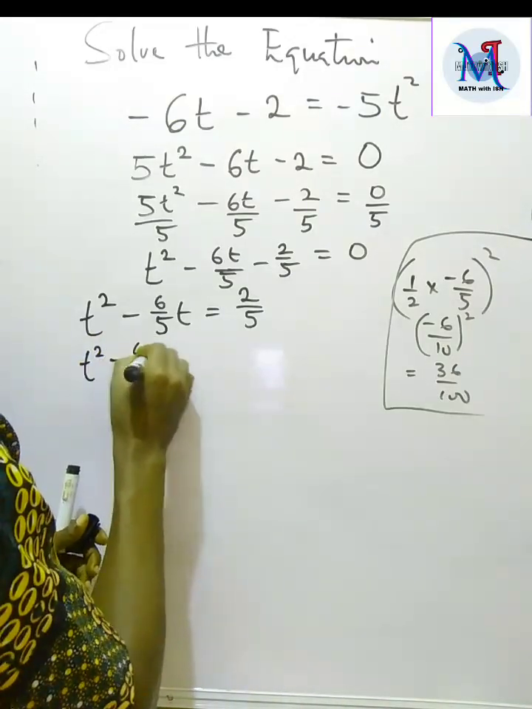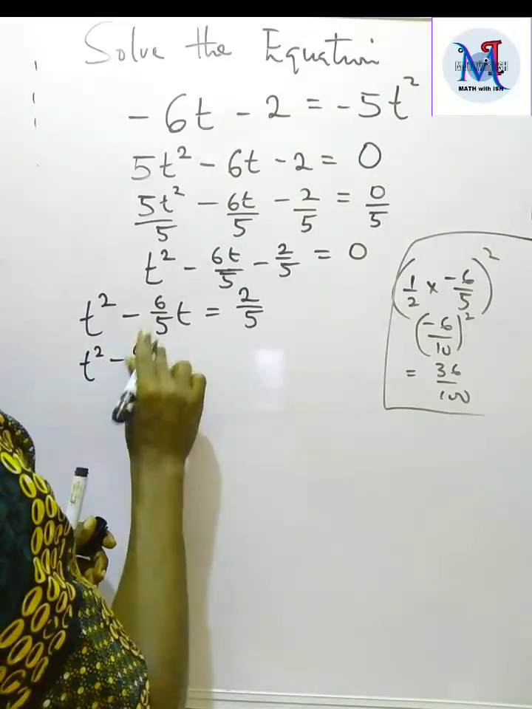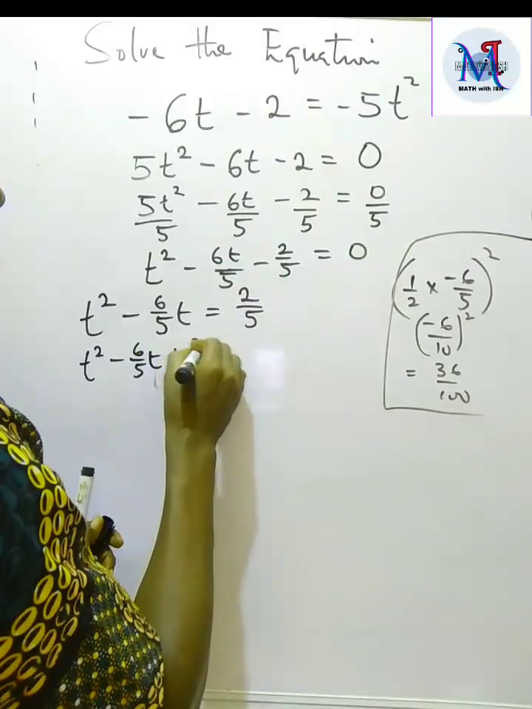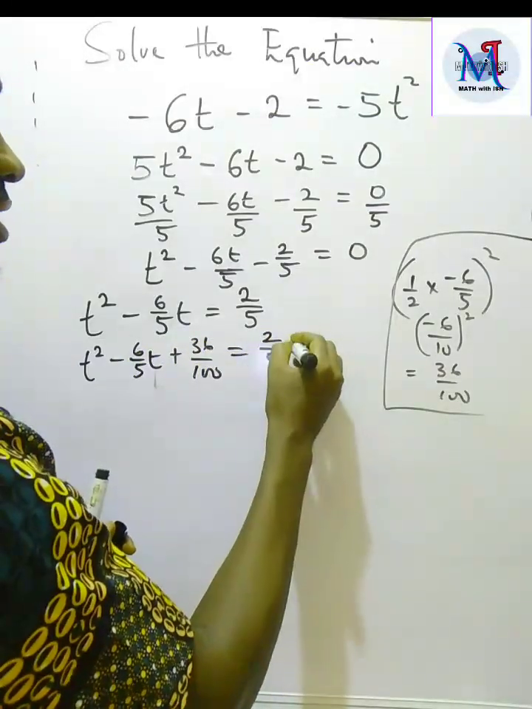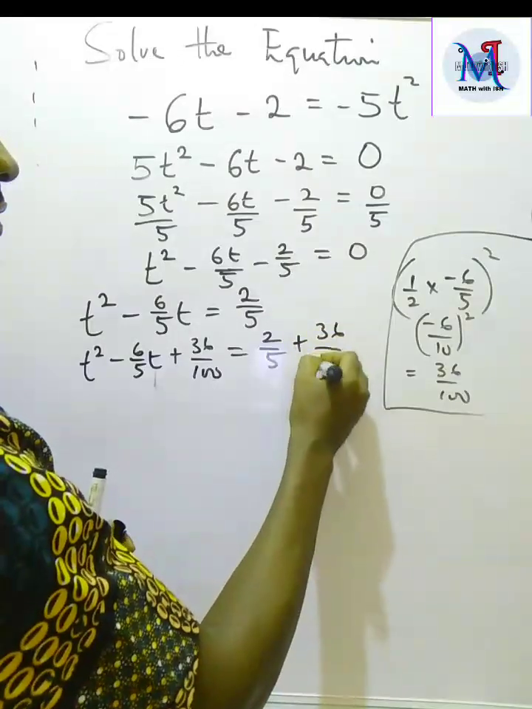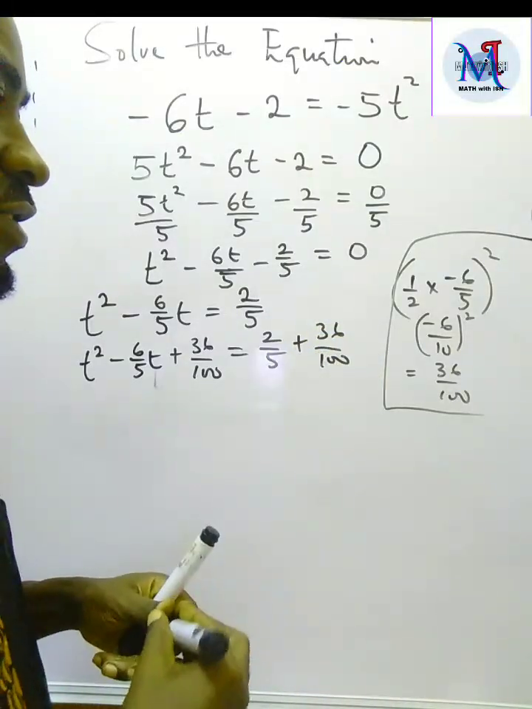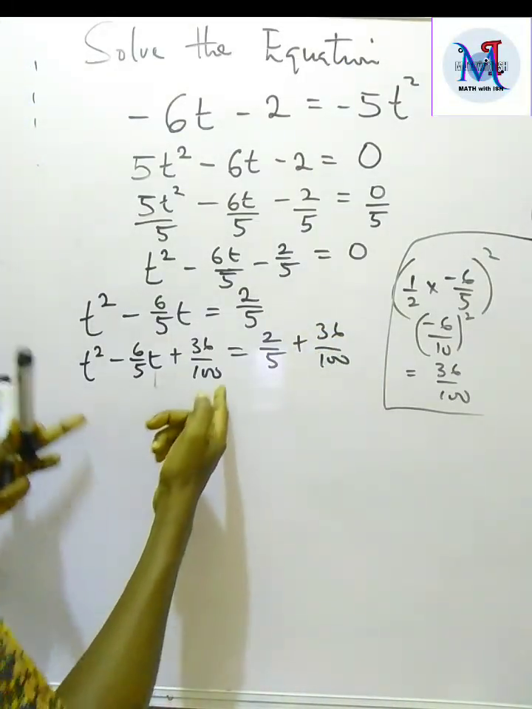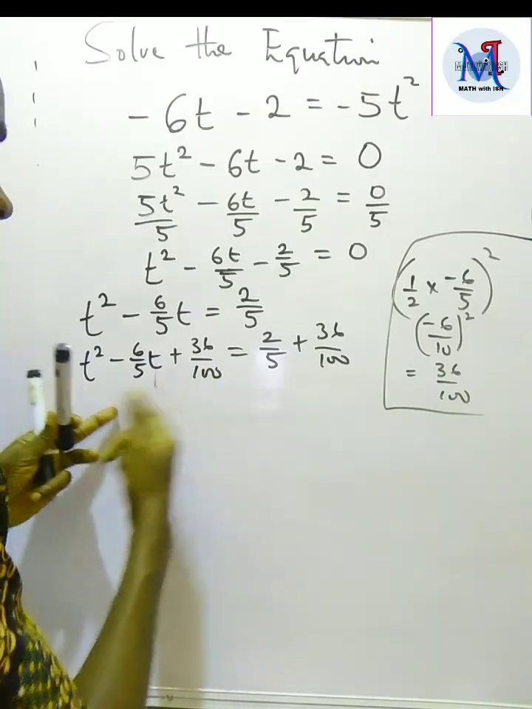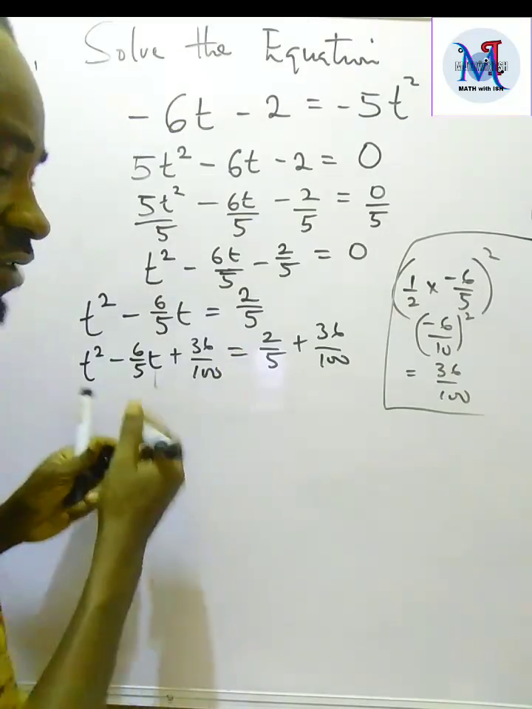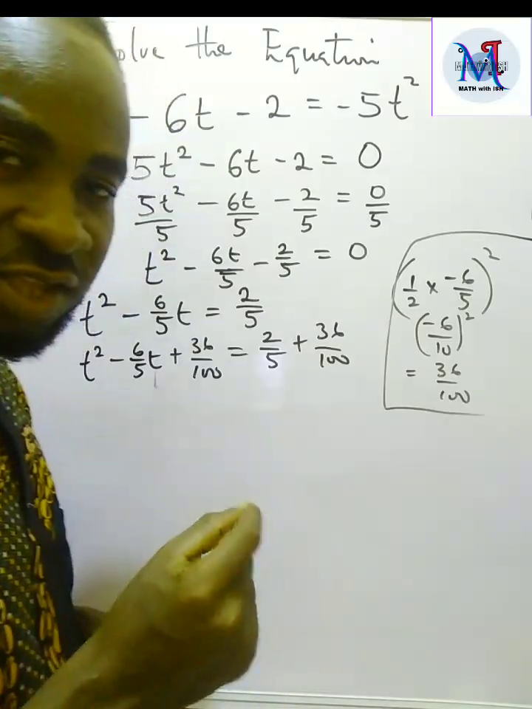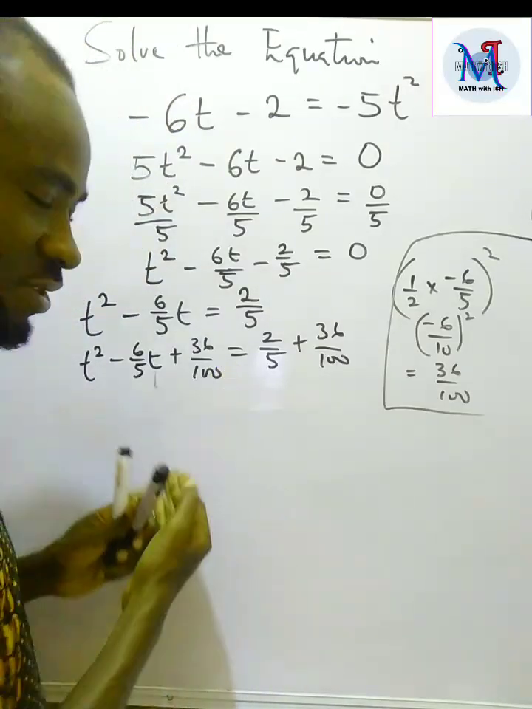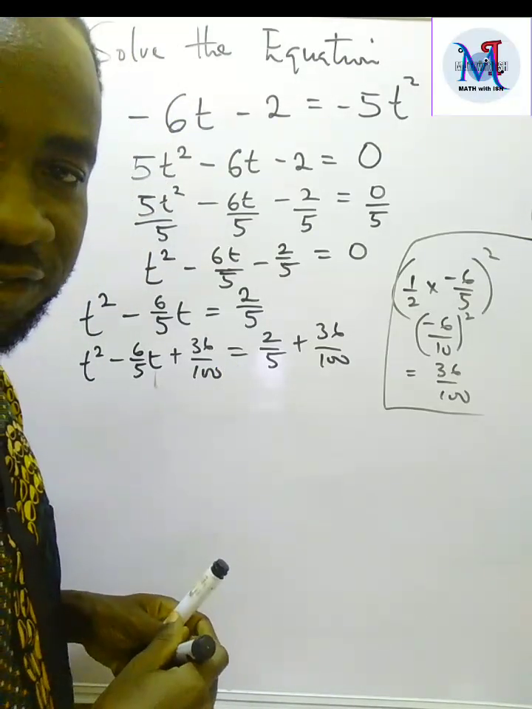So I'm going to have t squared minus 6 over 5t plus 36 over 100. I'm also going to add it to this other side, plus 36 over 100. Can you see that? From there I can now easily factorize this, because I've already made this left hand side a perfect square. The essence of making it a perfect square is for us to be able to factorize it. And how do we factorize it?